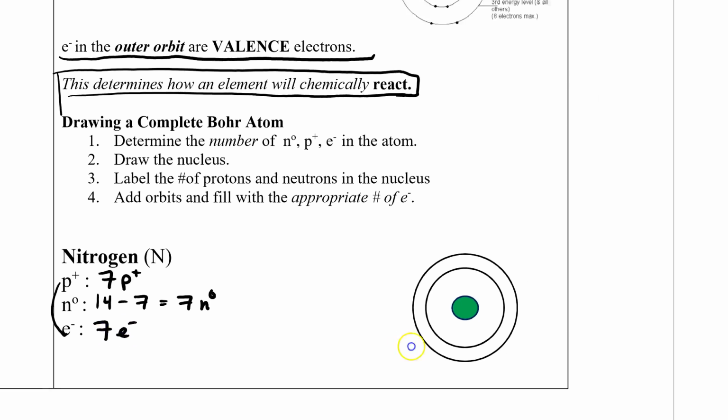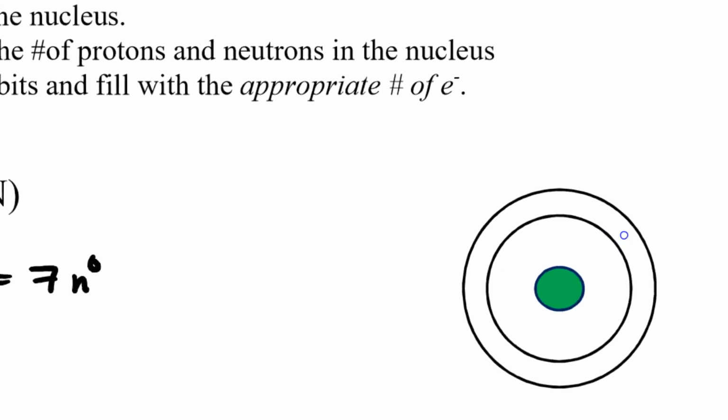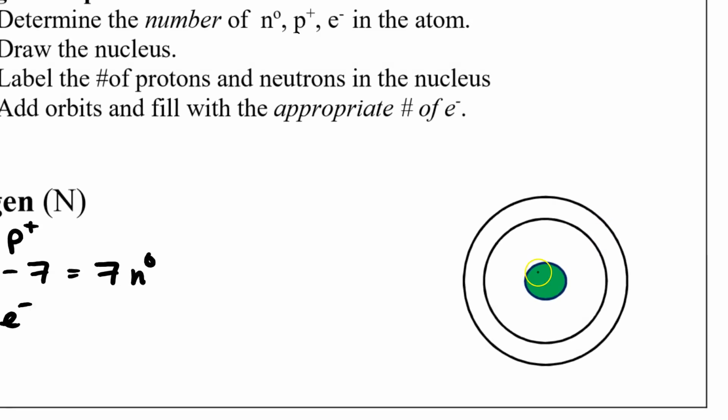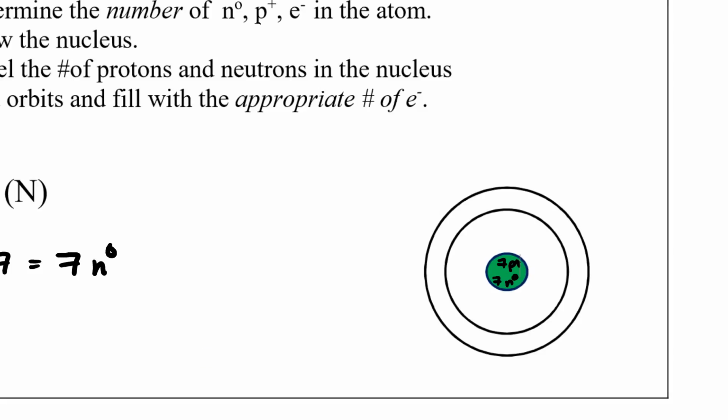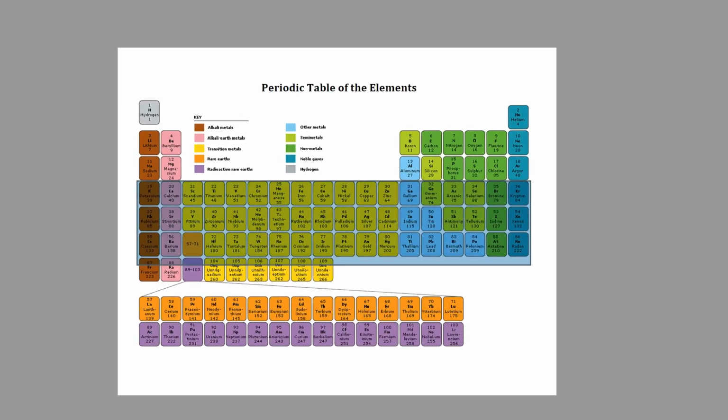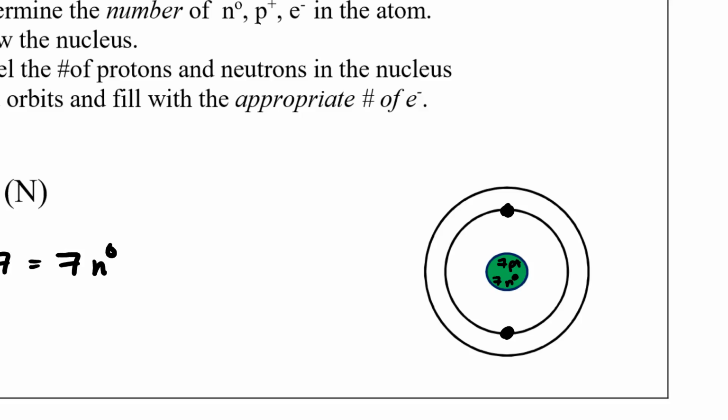So when we actually draw this, I'm just going to go in here, we're going to say that we have 7 protons, we have 7 neutrons, and the way that we would draw 7 electrons would be 1, 2, and remember to fill the first shell because there are 2 elements in the first period, or first row, of the periodic table.